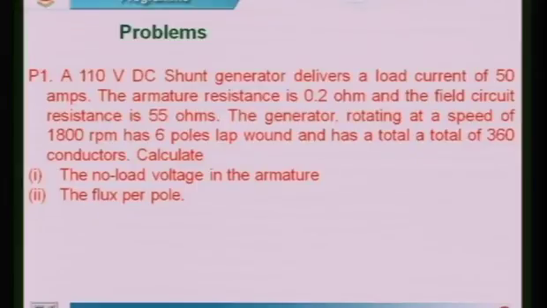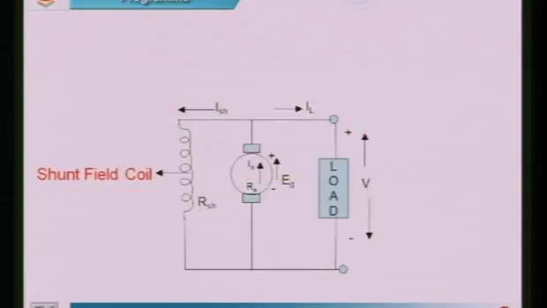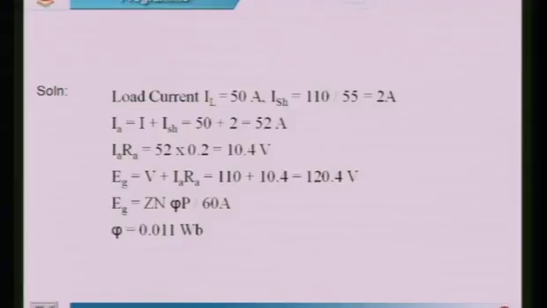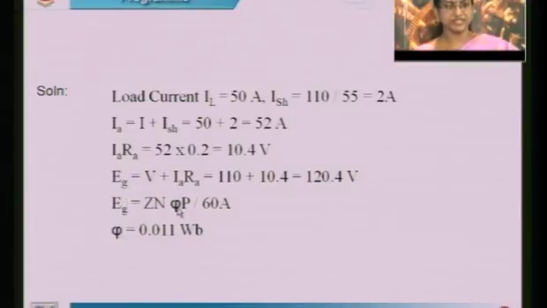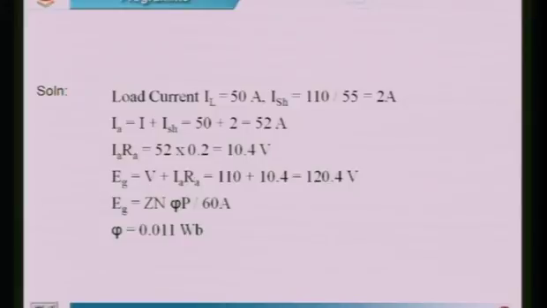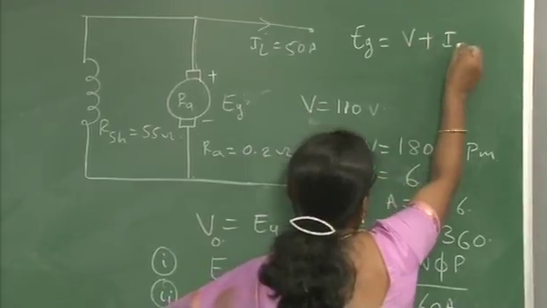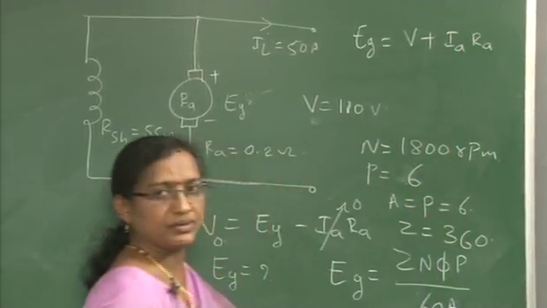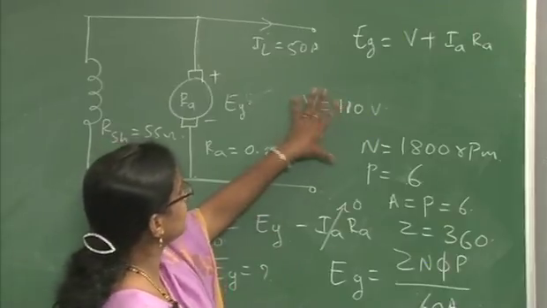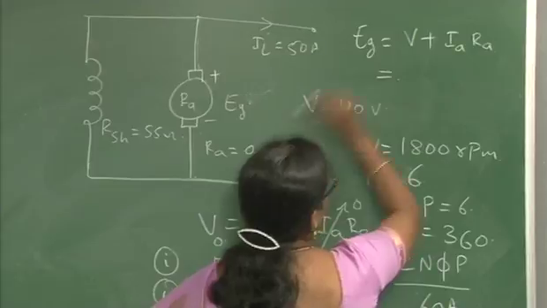So, after collecting the data given, now you have to find out phi. To get this Eg, since you do not know phi, phi is unknown and Eg is also unknown, two unknown parameters. You use the equation Eg is equal to V plus IaRa. Since the terminal voltage is given, it is better to use the equation Eg is equal to V plus IaRa to find it out. That will be the induced voltage. So, now what will this be?